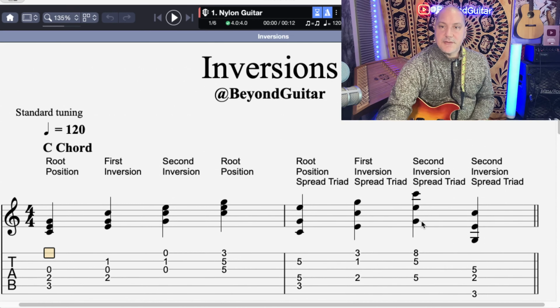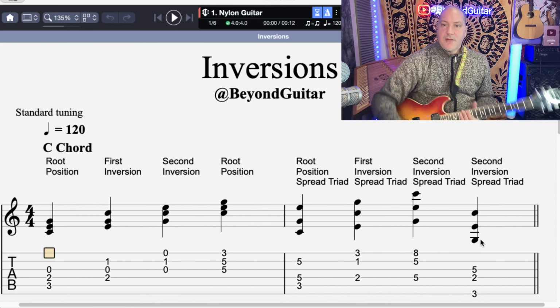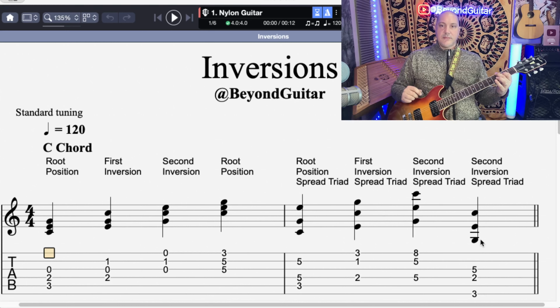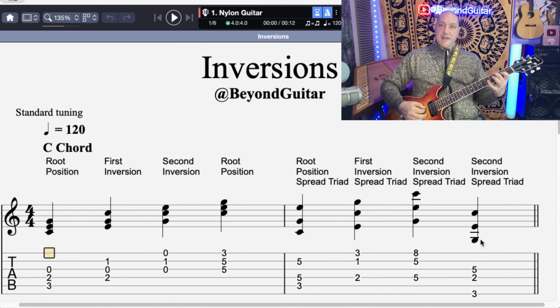Okay, let's do this one at the end. Here we have a G on the bottom, we have an E, and then we have a C. Wow, that's really far apart. Okay, so that's a sixth and a sixth.